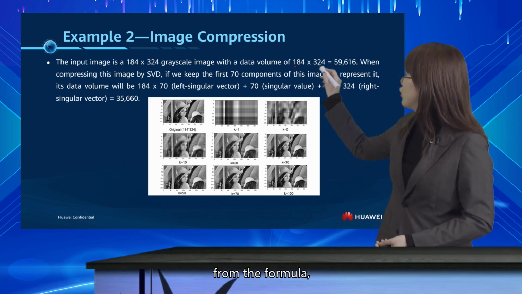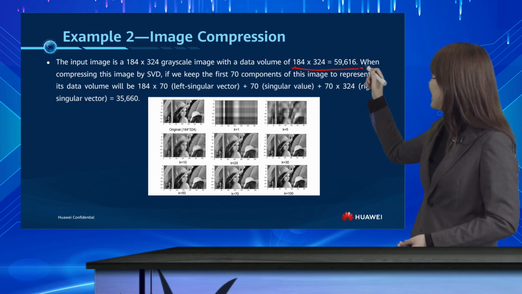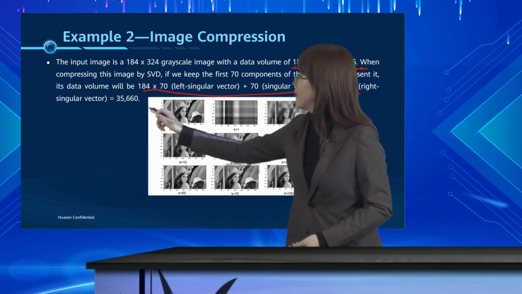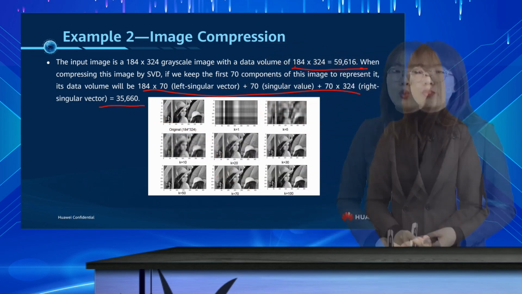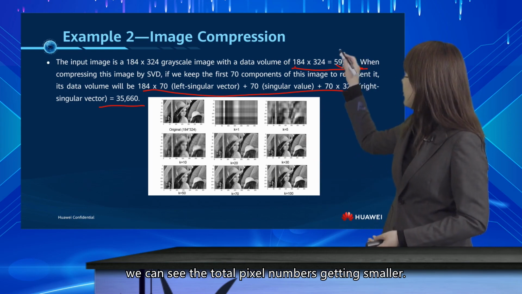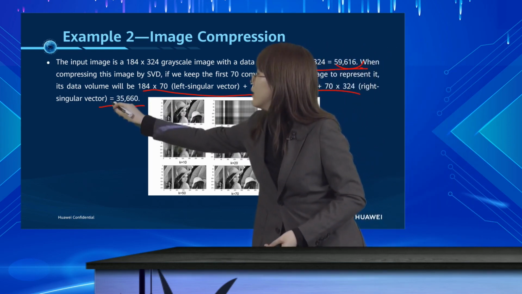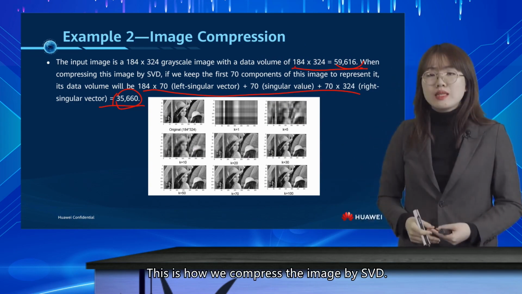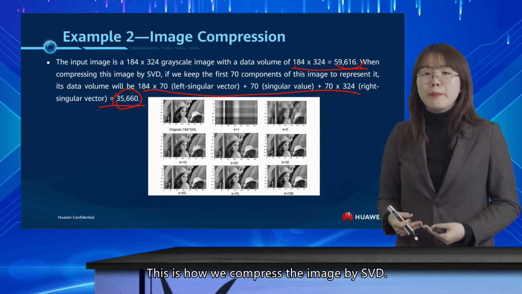From those two formulas, we can see the total number of pixels getting smaller. This is how we compress the image by SVD.